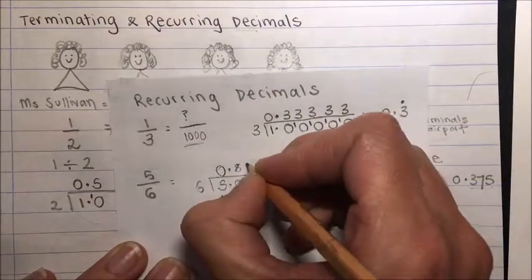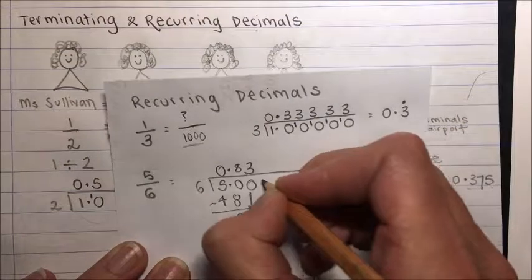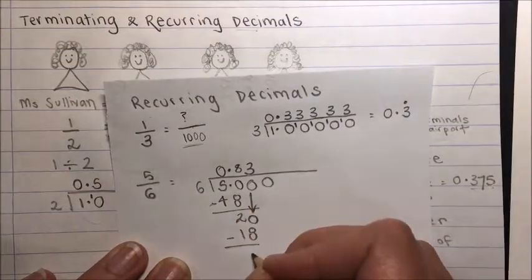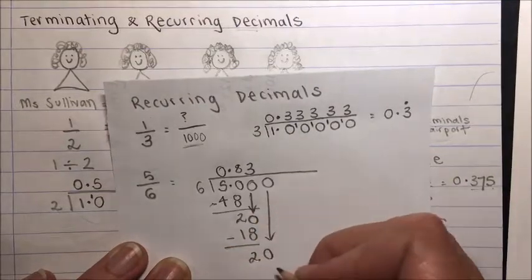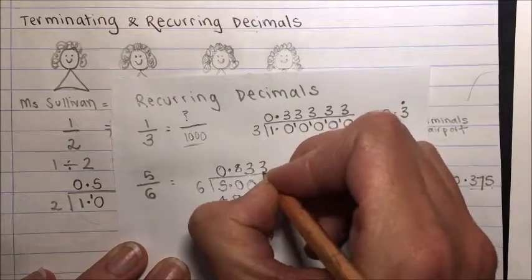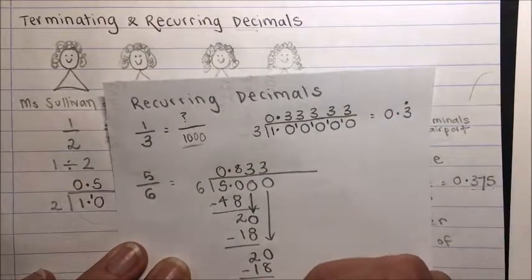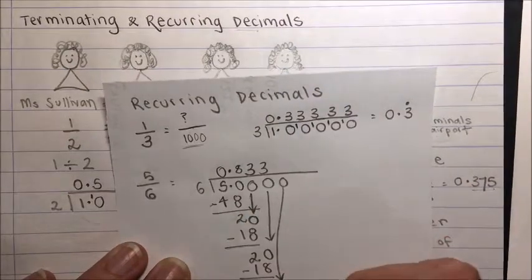6 into 20 goes 3 times. 3 times 6 is 18. Oh, we'll need another 0 because we're going to be left with a remainder of 2. So bring that 0 down. 6 into 20 goes 3 times. 3 times 6 is 18. Take that away. Remainder 2. Oh, I need another one. And I think we can see where this is going.